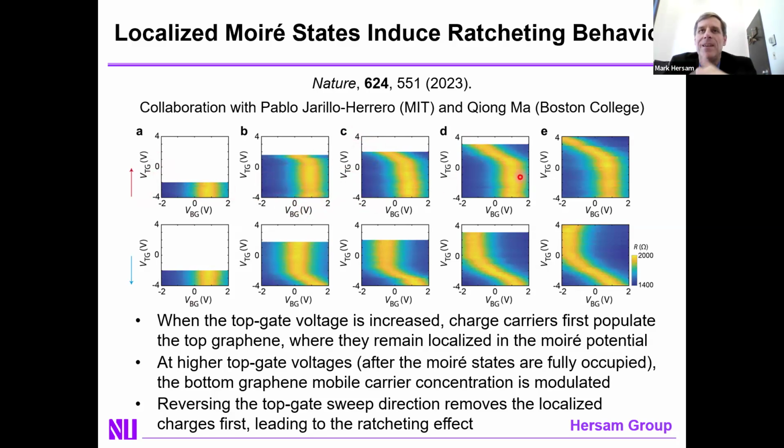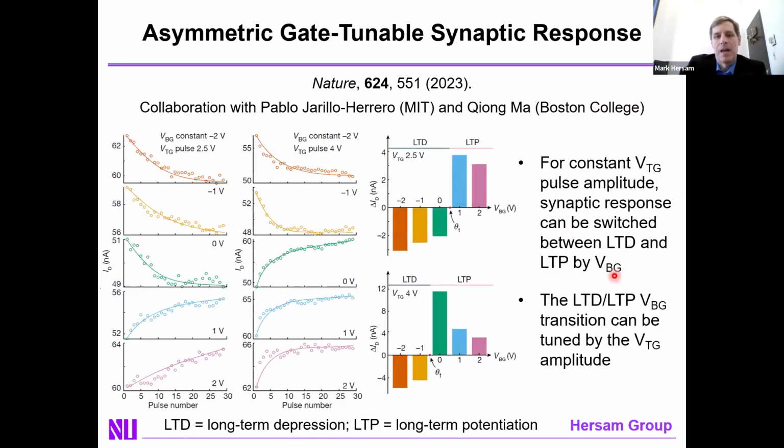It is only when you fully populate or deplete that top layer of the graphene that the top gate has an effect on the bottom layer and then shifts the Dirac point. And this is true in both directions. When you're now returning down in gate voltage, initially you extract carriers from the immobile region, getting no change, and then you shift into the tuned Dirac point regime. The net effect is that you get an asymmetric ratcheting behavior that will underlie the unique synaptic response of this device. And that's shown here.